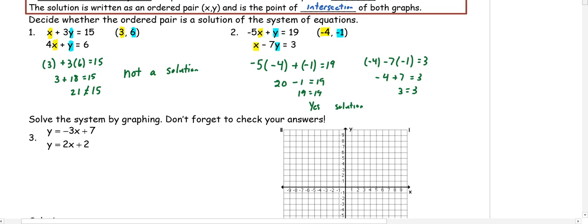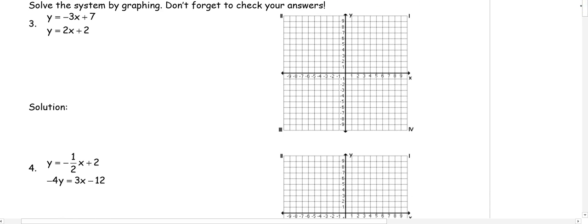In number 3, we have two equations: y equals -3x plus 7 and y equals 2x plus 2. I'm going to graph each equation separately first. The first equation is y equals -3x plus 7. Looking at this equation, my slope is -3, which I can write as -3 over 1. And my y-intercept is 0, 7, because it's a number by itself.